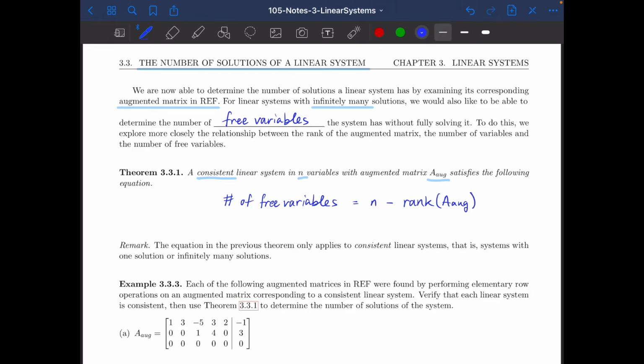Now there's a remark following this theorem that says that the equation in the previous theorem only applies to consistent linear systems. That is, systems with one solution or infinitely many solutions. So it does not apply to systems that have no solution. Let's go back to the previous examples we had and verify that this equation is satisfied.